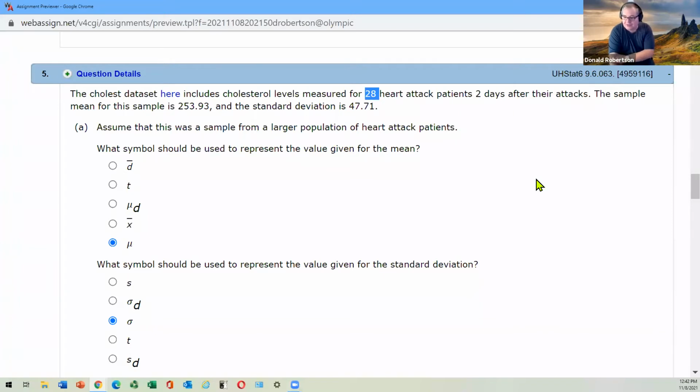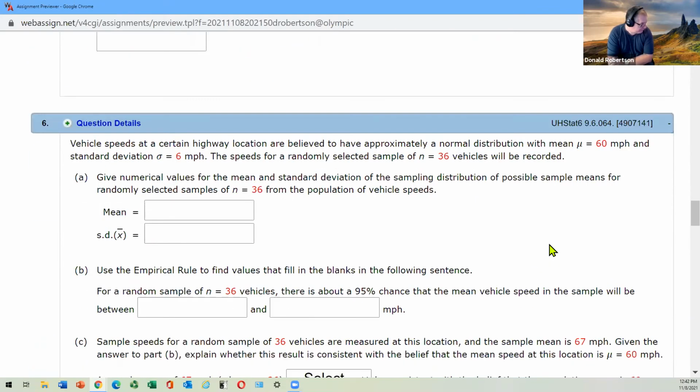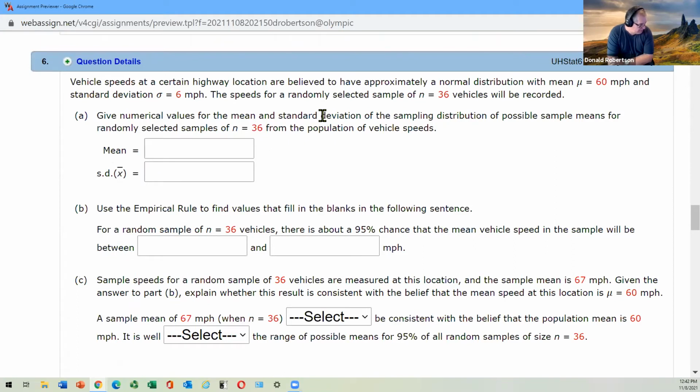I'd argue about 28 being big enough, but let's just pretend they're not paying attention to their own rules, right? So it would be 47.71, the standard deviation of the population, divided by the square root of 28, the sample size. Next one.